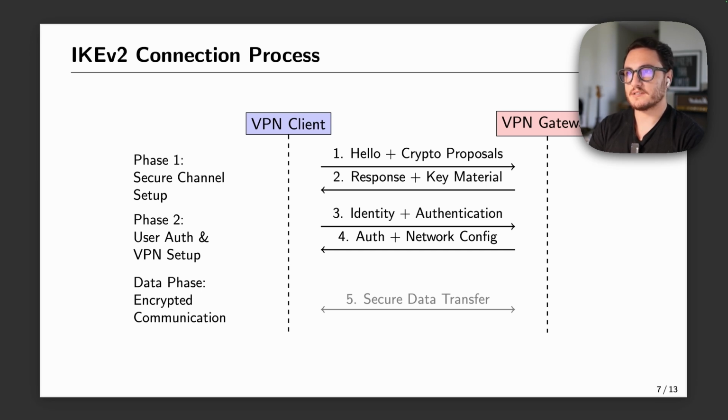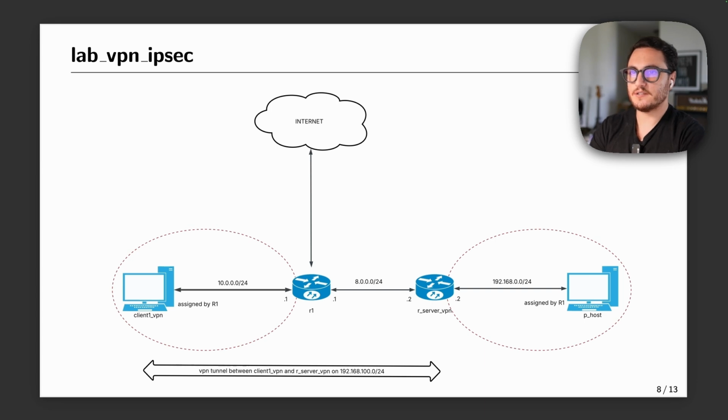The gateway replies by authenticating the client if the client successfully authenticates, and pushes the network configuration for the client. Basically it assigns the IP address, populates the DNS if it needs to, and pushes routes as we've seen in OpenVPN. And at that point, both the client and the gateway can start exchanging information over a secure channel. We're gonna try and do the same thing that we've done for the VPN lab, but using IPSec.